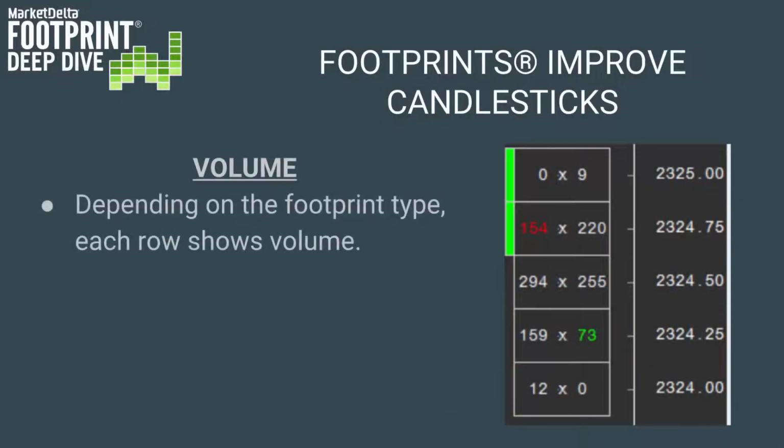Volume. Depending on the footprint type, each row will show you volume. There are different footprint types, and that is covered in a different deep dive. But for the most part, you can understand how much volume. So here, you would add up these two numbers, and that would tell you how much total volume. So here we had 9 total contracts. Down here we had 12. And here you can see we've got about, what, 550 or so.